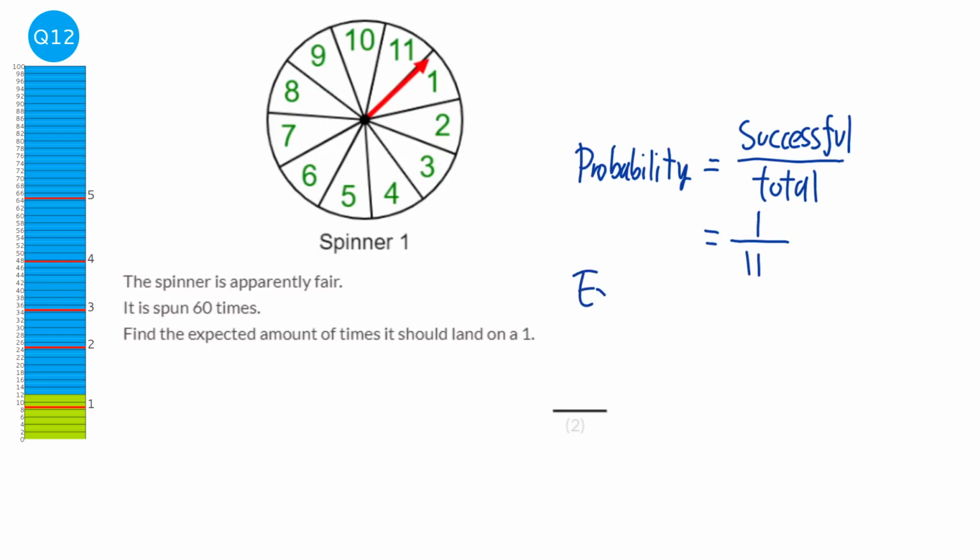To find the expected amount, we do the probability and we times it by the amount of trials. So it says it's spun 60 times, so we're going to times it by 60. And that will give us the answer of 5.454 blah blah blah. Now it can't have landed on a 1 5.4 times, so with this probability we always round down, so never ever round up, because it's 5 times and then a little bit extra, and only when it gets to 6 can we say that it's 6 times. So the answer to this is just 5.